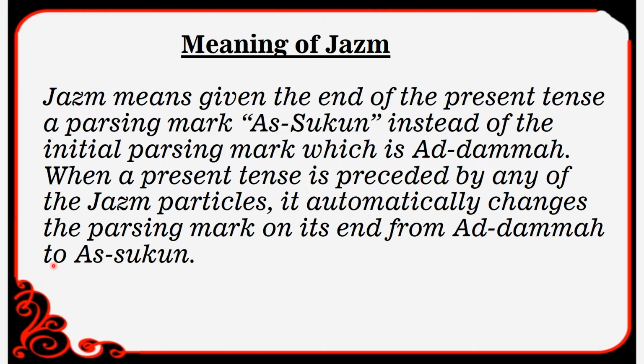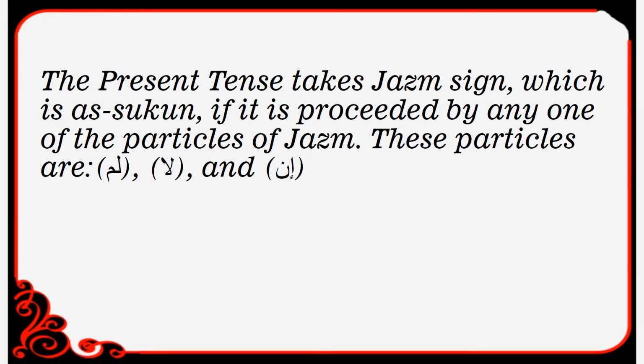Meaning of Jazm. Jazm means giving the end of the present tense a parsing mark as sukoon instead of the initial parsing mark, which is ad-damma. When a present tense is preceded by any of the Jazm particles, it automatically changes the parsing mark on its end from ad-damma to as-sukoon. The present tense takes Jazm sign, which is as-sukoon, if it is preceded by any one of the particles of Jazm.